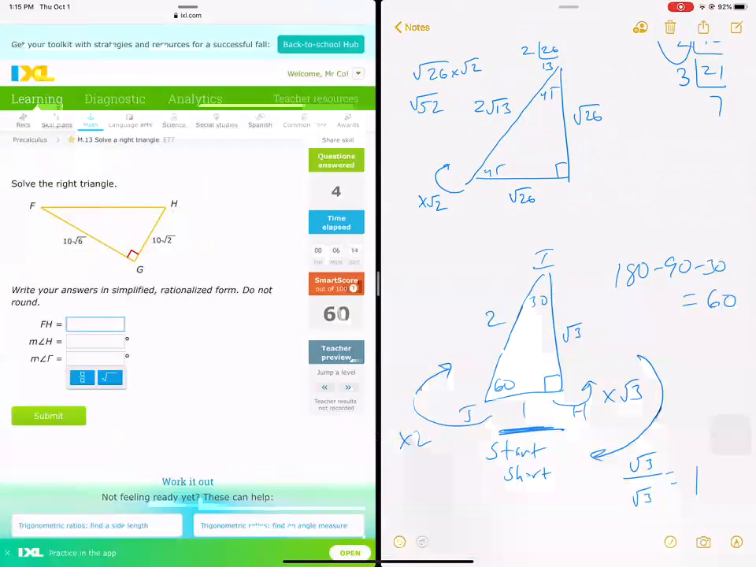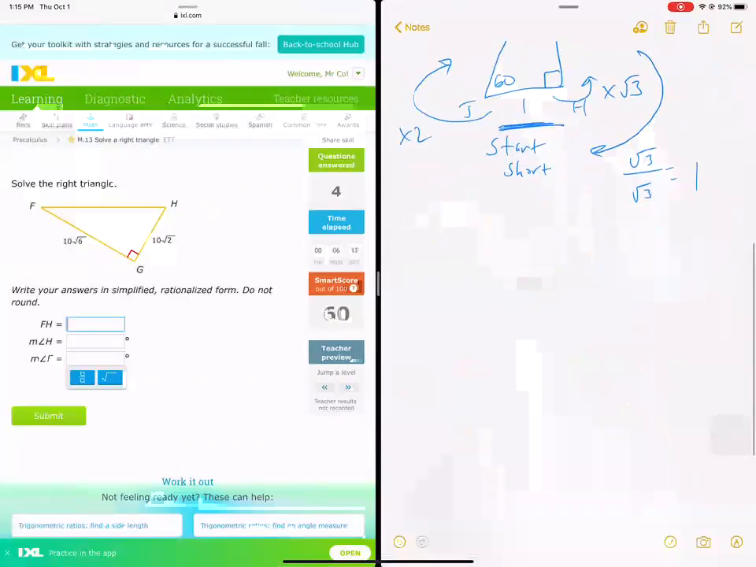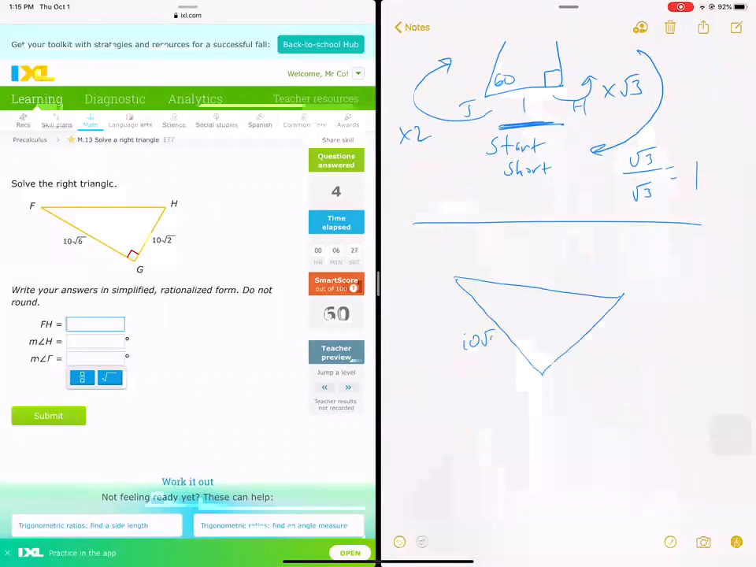Ugh, that looks ugly. So for this problem, they didn't tell me that this is a 30, 60, 90 triangle. They didn't give me any angles. But we're going to use some deduction here. 10 square root of 6 and 10 square root of 2. If this was a 30, 60, 90 triangle, these are related by square root of 3. And let's try it. Remember this is my short side, short to long. 10 square root of 2 times square root of 3 is 10 square root of 6. That's exactly what we have there.